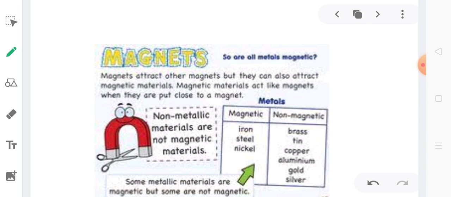So most of the metallic materials behave as magnetic materials like iron, steel, nickel, but there are also certain metals which don't show this property like tin, copper, aluminium, gold, silver, or certain alloys like brass. So some metallic materials are magnetic, but some are non-magnetic. Non-metallic materials are not magnetic materials.